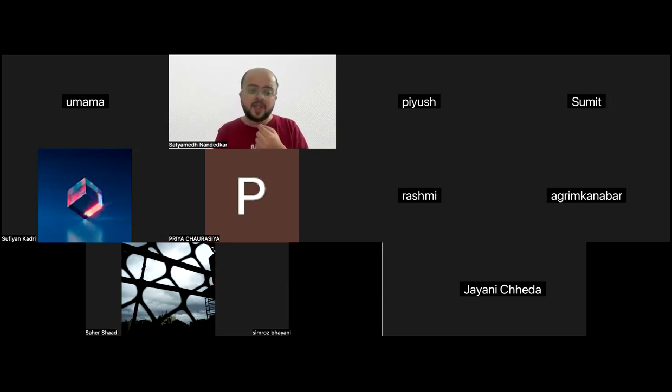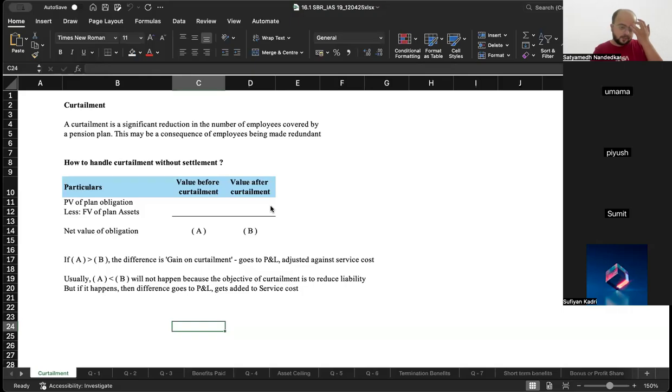One of which is curtailment, and the other one is asset ceiling. To curtail means to limit something. So, a curtailment is a significant reduction in the number of employees in a pension plan. This may be a consequence of employees being made redundant.